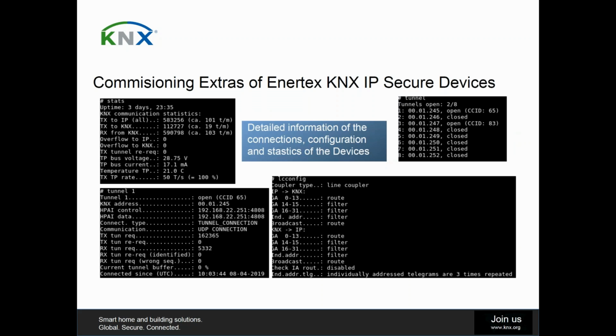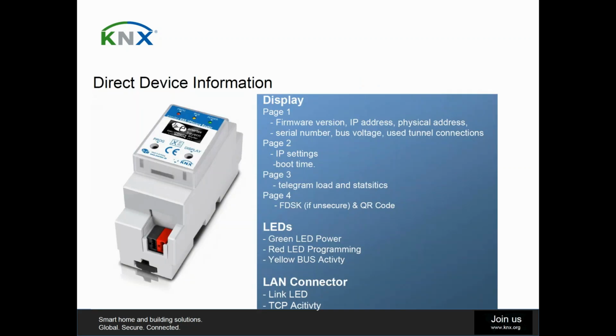I will come to the end in 2 minutes. So I'll just show you what you can see on this slide: we have a lot of additional information which you can only see if you use the Telnet interface. We also have direct device information, shown on that OLED: firmware version, IP address, physical address, serial number, bus voltage, used tunnel connections, IP settings, and a lot more, which gives you very easy commissioning.